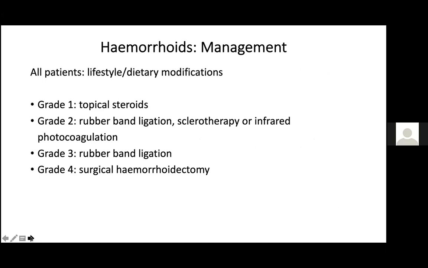Grade 2, so they're the ones that are coming out, but they're popping back in on their own, and they can be removed quite quickly and easily as an outpatient appointment with rubber band ligation, sclerotherapy, or photocoagulation. Grade 3, they're the ones that don't go back in on their own, and they are more suited to rubber band ligation. And grade 4s, they're the ones that come out and they don't go back in. Now, they need surgical management, they need physically chopped out.